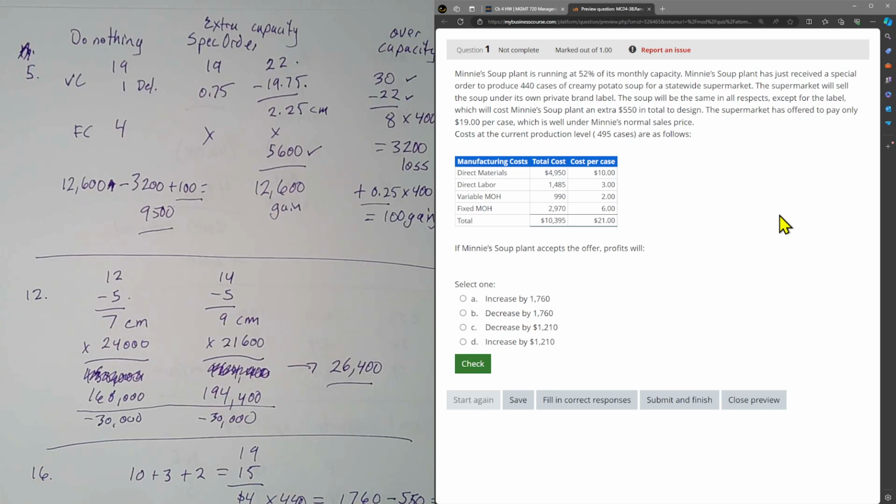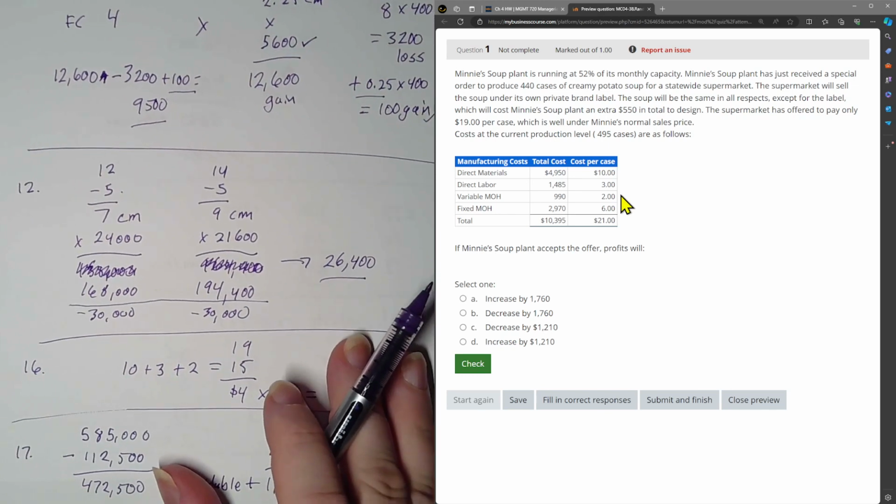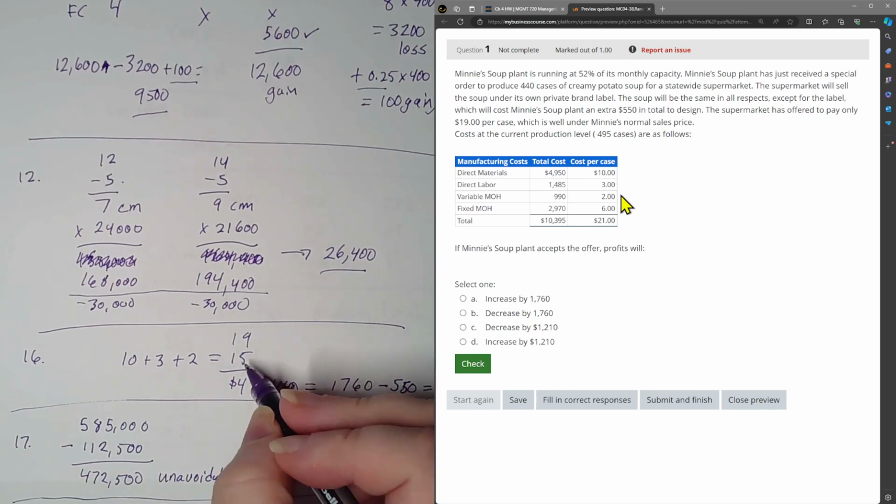So what do we want to look at? Well, we want to look at relevant costs. Our existing production of 495 is going to cover all of the fixed MOH. So all of this fixed MOH gets covered by the existing production. So really the relevant costs are just the variable costs. Direct materials is variable, direct labor is variable, and the variable MOH. So these three, 10, 3, and 2, come up to 15.